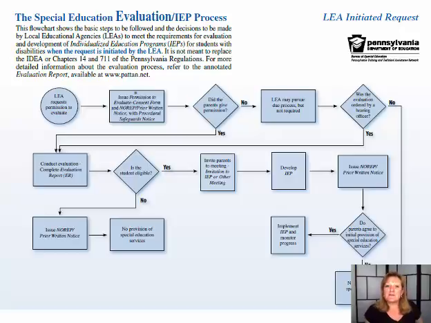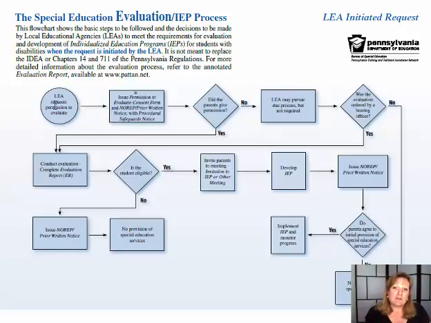So I just want to point out to you the flowchart. This is from the PATTAN website. PATTAN is a resource that's used by people who want to know more about Pennsylvania Department of Education policy, so they develop a lot of great materials. So we're going to use their flowchart here. I'm going to take my mouse and use the cursor on the flowchart, and I'll walk you through the stages, okay?